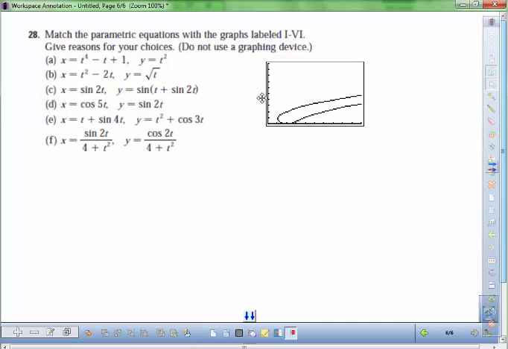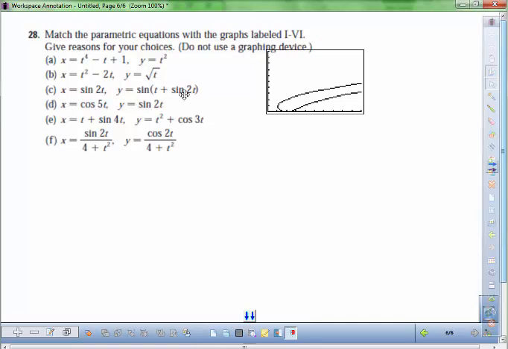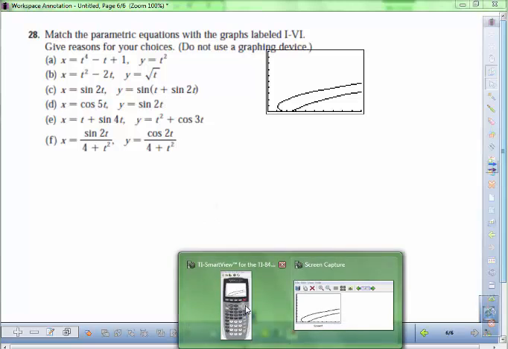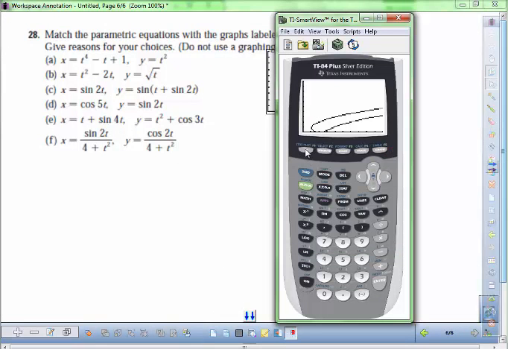All right. Let's do the one with a sine inside of a sine function. So let's go ahead and change our functions. Sine 2t. And then the other one is a weird one, sine of t plus the sine of 2t.